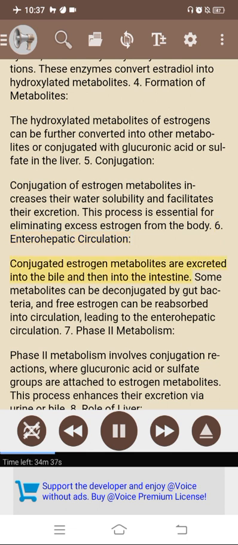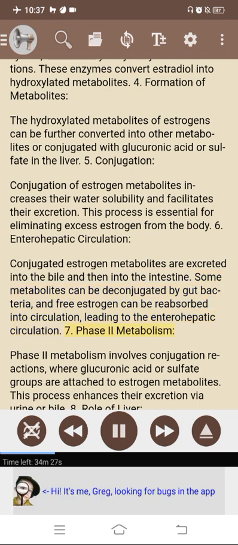6. Enterohepatic circulation. Conjugated estrogen metabolites are excreted into the bile and then into the intestine. Some metabolites can be deconjugated by gut bacteria, and free estrogen can be reabsorbed into circulation, leading to the enterohepatic circulation. 7. Phase 2 metabolism.